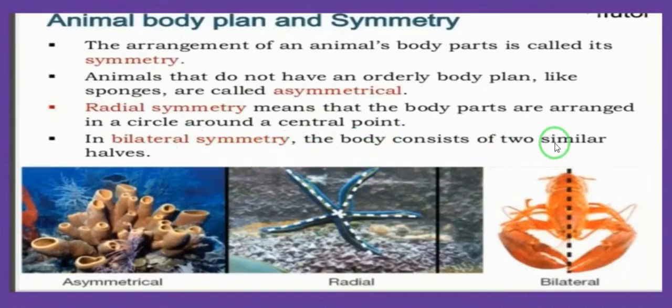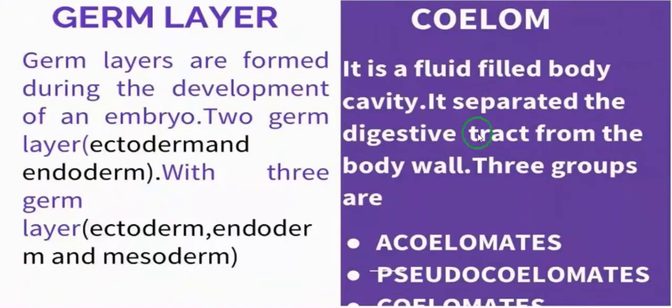The body consists of two similar halves. If the animal is cut through the central axis, we can get two identical halves. That is known as bilateral symmetry. Example, frog and crab. The next one is germ layer.